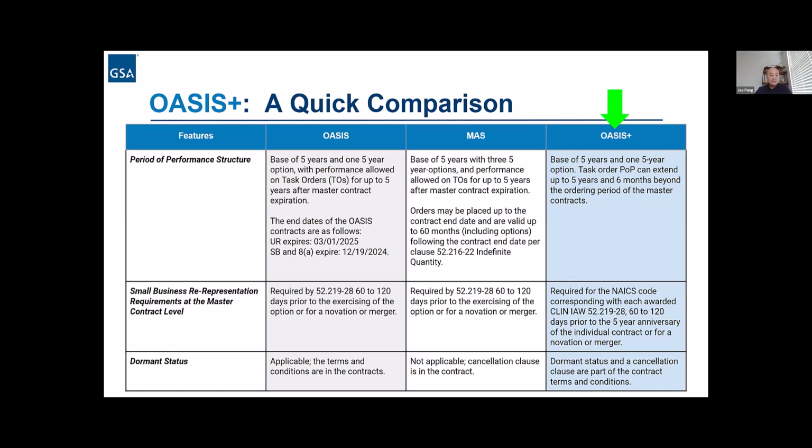And domain status. Domain status and cancellation clause are part of the contract terms, and similar for OASIS as the T&Cs are in the contracts. Dormant status does not apply for MAS.